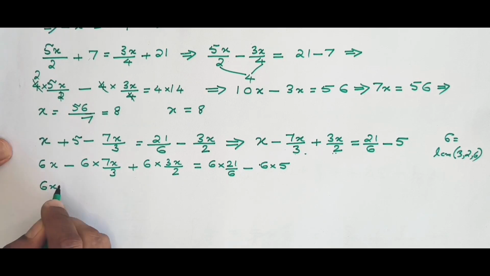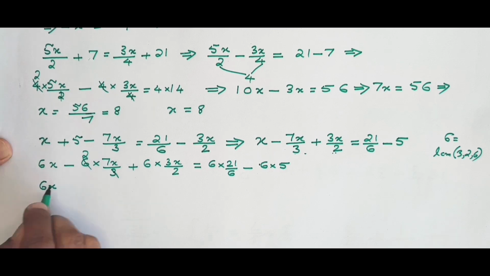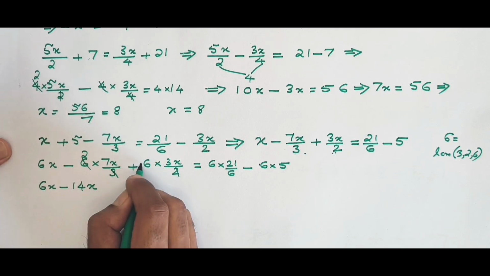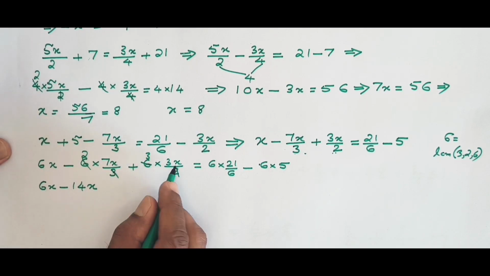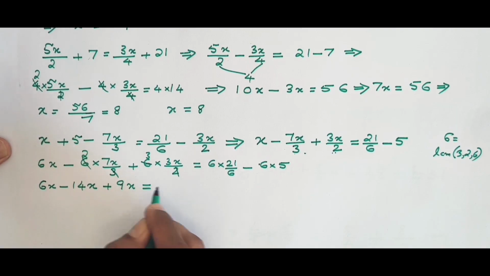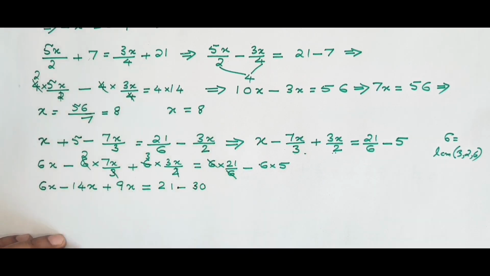This is 6x. These two will cancel out. 2 multiplied by 7, 14x. This goes 3 times. 3 into 3, 9. 9x. 6 and 6 gone. 21. And this one is 30.